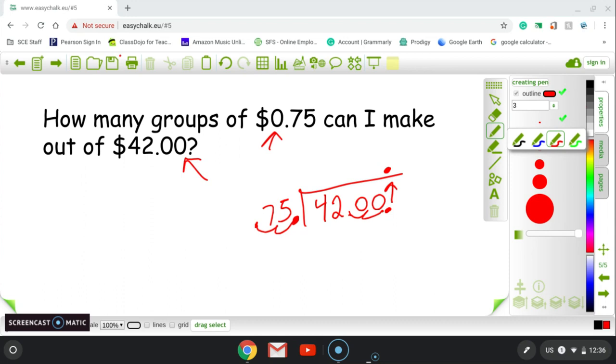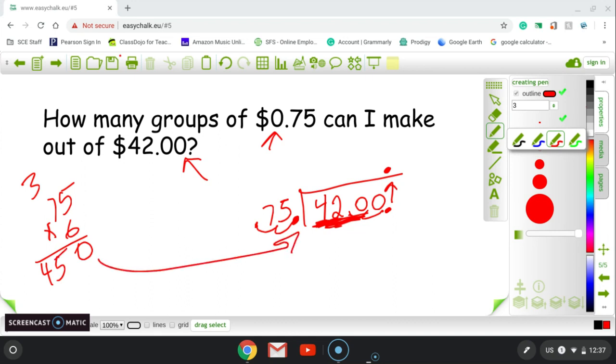So now 75. How many 75s will fit into 4? It won't work. How many times will it fit into 42? It won't work. How many times will it fit into 420? If I cover up the 5 in 75 and I cover up the 0 in 420, how many times will 7 go into 42? The answer is 6. That will get me close. So if I take 75 times 6, 6 times 5 is 30. 7 times 6 is 42, plus 3 is 45. But you can see this 450 is more than 420. So that's too many times. So really, I just need to do it 5 times.